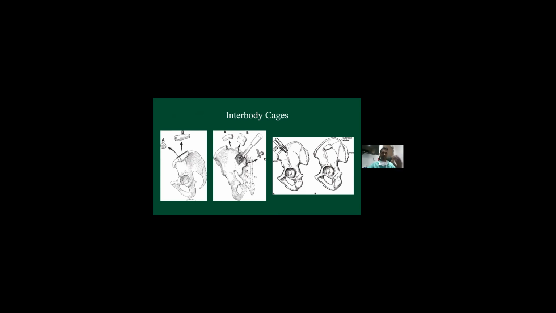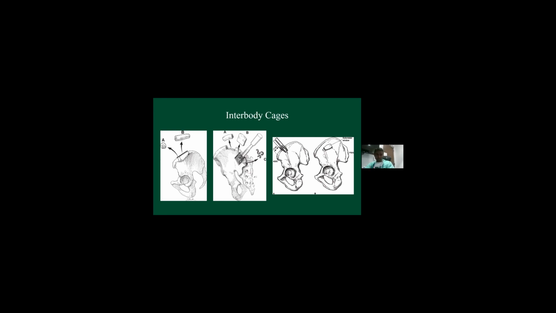So there are 3 main purposes of interbody cages. One is to stabilize force between vertebral bodies. 2 is to restore height of the intervertebral and the foraminal space. And 3 is to provide a graft for the vertebra to fuse and heal.